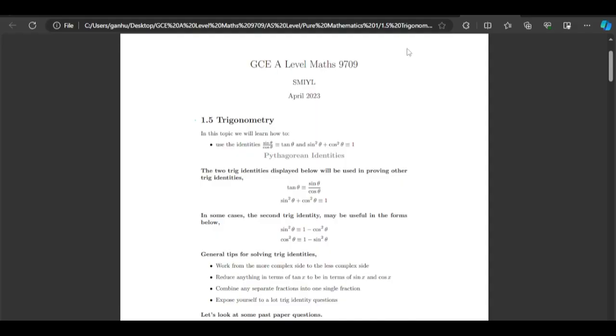At AS level, we're given two identities to work with, so that sine theta over cos theta is identical to tan theta, and sine squared theta plus cos squared theta is identical to 1. So the first identity, tan theta equals sine theta over cos theta, we usually use in this exact form. But the second identity, we can rewrite in two other forms, which are sine squared theta is identical to 1 minus cos squared theta, and cos squared theta is identical to 1 minus sine squared theta.